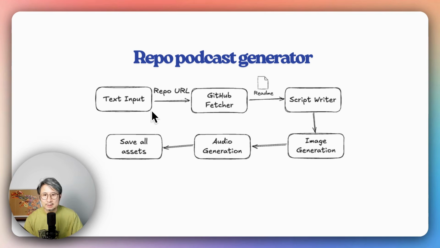It takes a GitHub repository URL from the user input, fetches the data, especially the README file, and writes a short podcast script about it, generates a cover image by using the image generation from the Gemini model, and synthesizes the script into a multi-speaker audio file by using the Gemini TTS model. And then finally saves all these assets, including the text, the image, and the audio file, into the local folder.